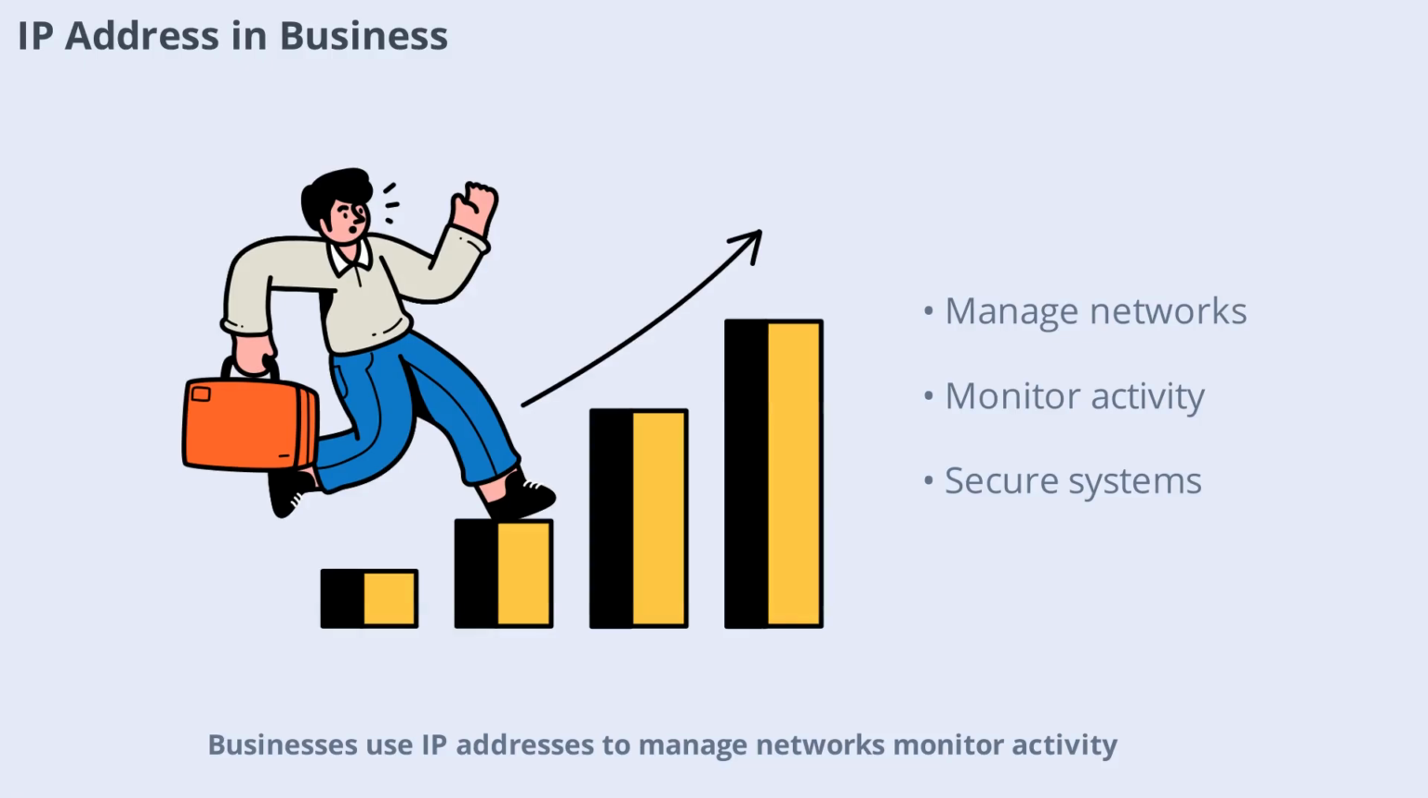Businesses use IP addresses to manage networks, monitor activity, and secure their systems. By tracking IP addresses, companies can identify users, prevent unauthorized access, and maintain efficient operations.